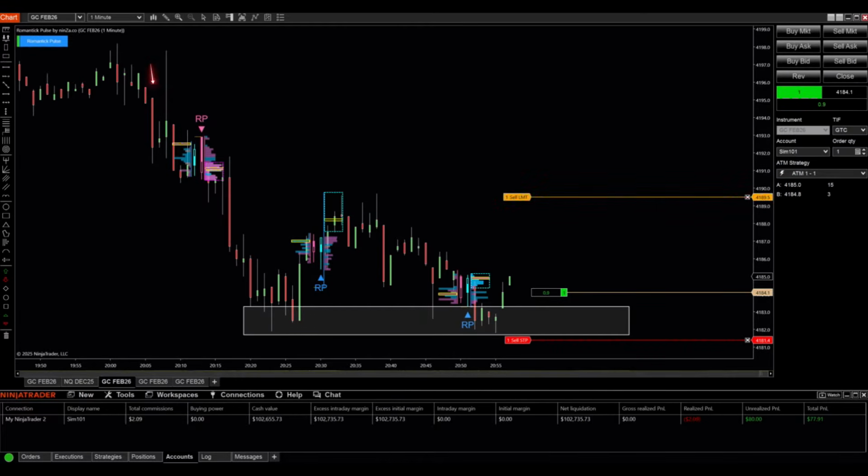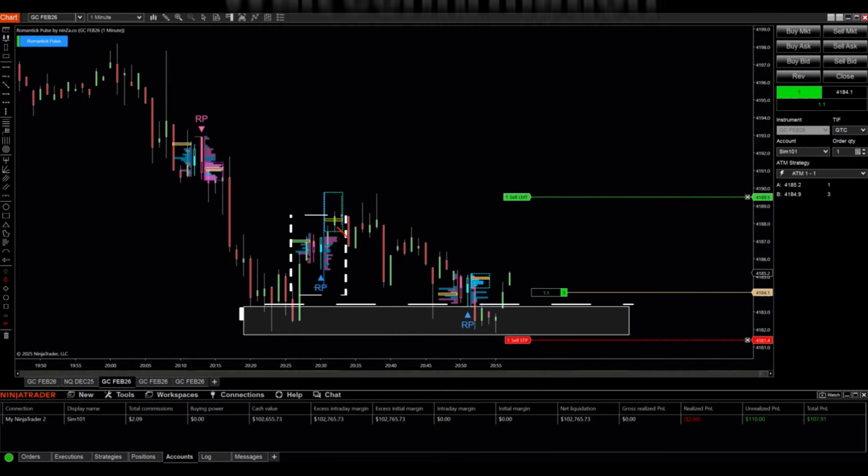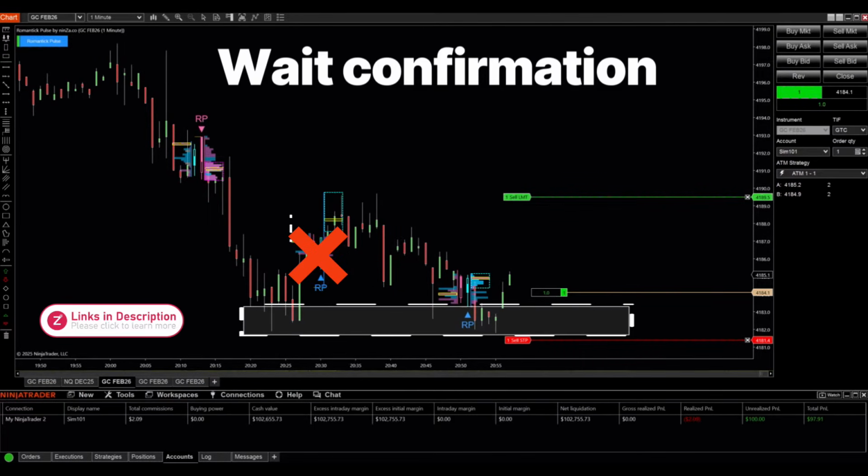For the first entry, the market was in a strong downtrend. When price pulled back, I identified a temporary support zone and even received a buy signal from Romantick Pulse. But I didn't enter yet because I needed additional confirmation about the reliability of that zone.